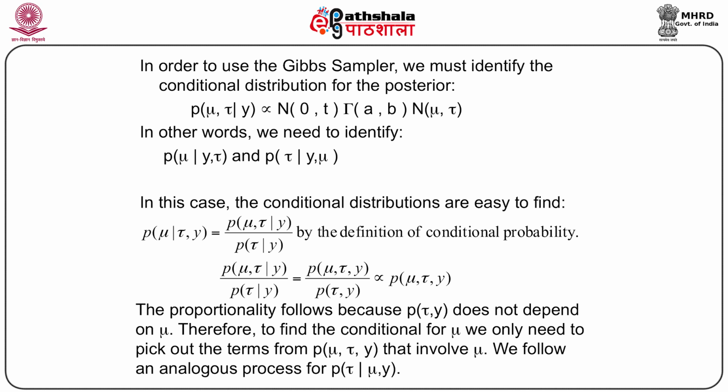By definition, the probability distribution of mu given tau and y is equal to P of mu, tau given y divided by P of tau given y, which will be proportional to P of mu, tau, y. The proportionality follows because P of tau given y does not depend on mu. Therefore, to find the conditional for mu, we only need to pick out the terms from P of mu, tau, y that involve mu. We follow an analogous process for P of tau given mu and y.